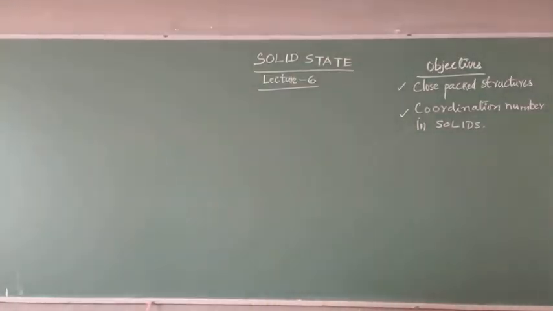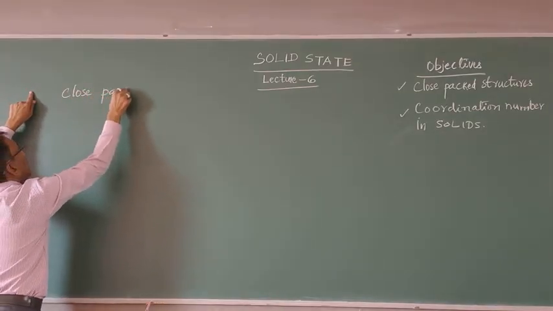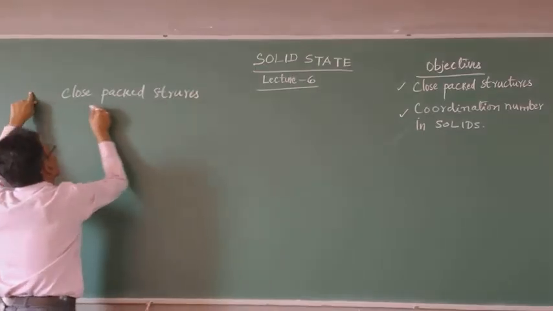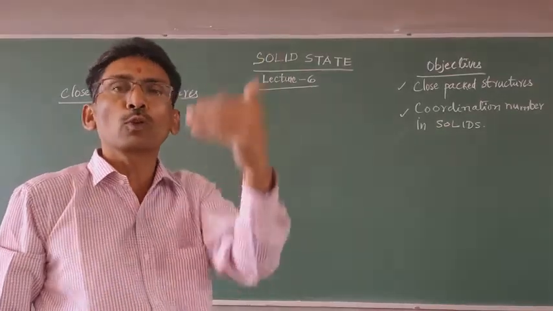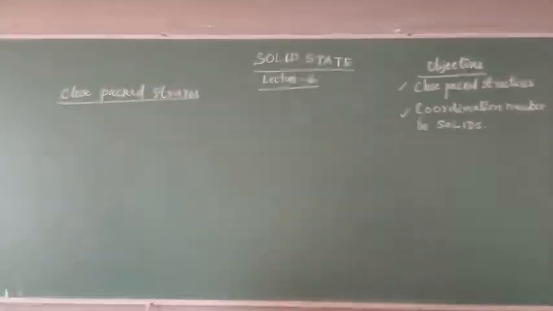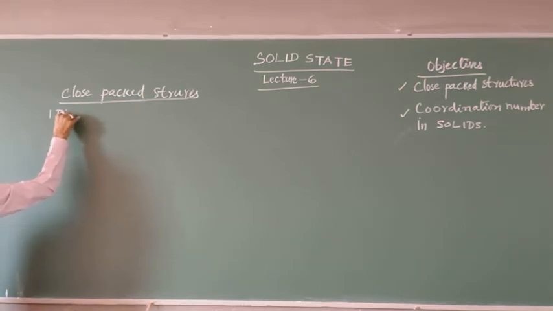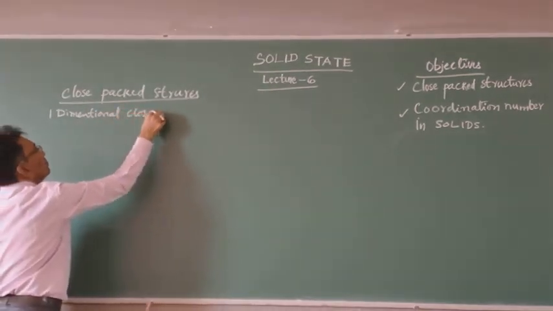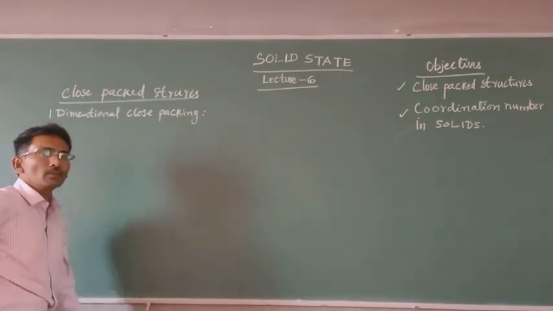Now take down this closed packed structures. Close packing is possible. In order to understand the three-dimensional view, first of all we go step by step, that is, one-dimensional closed packing. Very simple. How does it happen? Very simple.